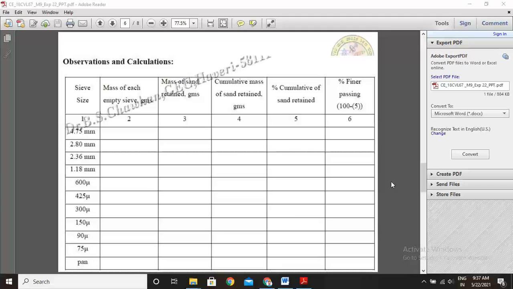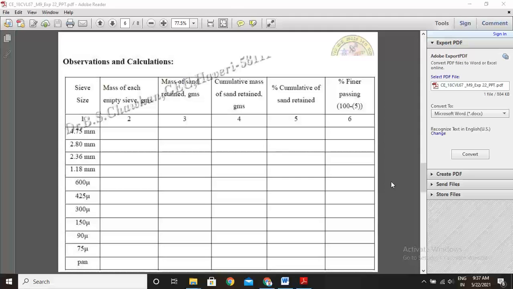Now these are the observations and calculations in these tables. This table is nothing but a sieve analysis. You have seen, understood and conducted this in earlier labs, that is the BMT lab, concrete lab, etc. The same table is repeated here. Column 1 is sieve size, written in mm as well as in micron, and in the second column you write the mass of each empty sieve in grams.